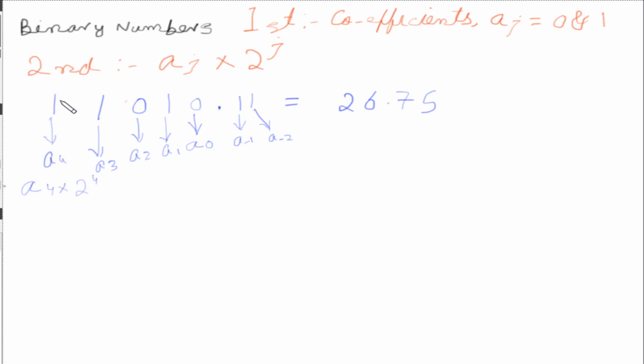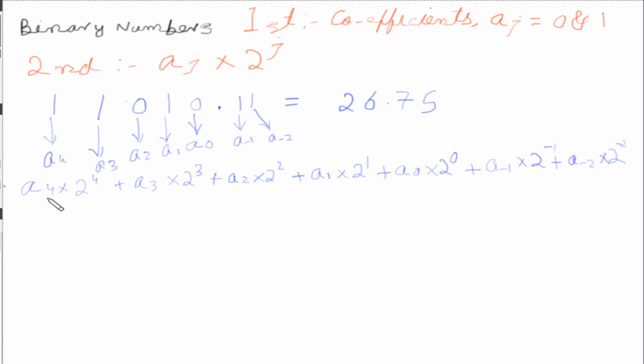I have to write all of these numbers in the form of this one, as this j and this j are the same. So over here, a sub 4 multiplied by 2 raised to power 4, plus a sub 3 multiplied by 2 raised to power 3, that is 2 cube, plus a sub 2 multiplied by 2 raised to power 2, that is 2 square, plus a sub 1 into 2 raised to power 1, plus a sub 0 into 2 raised to power 0, plus a sub minus 1 into 2 raised to power minus 1, plus a sub minus 2 into 2 raised to power minus 2.